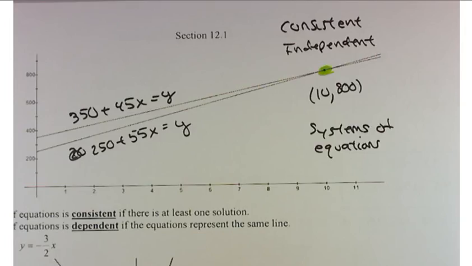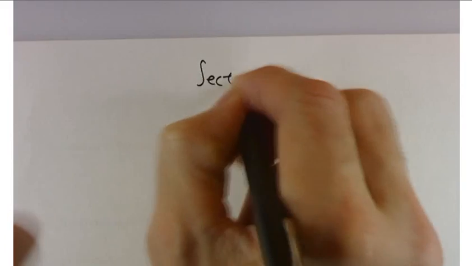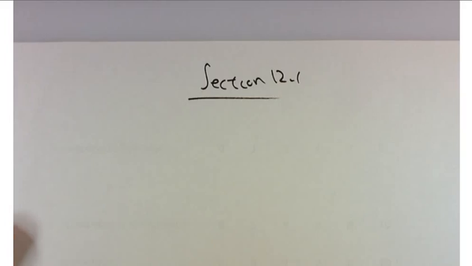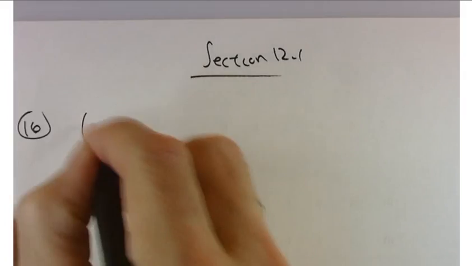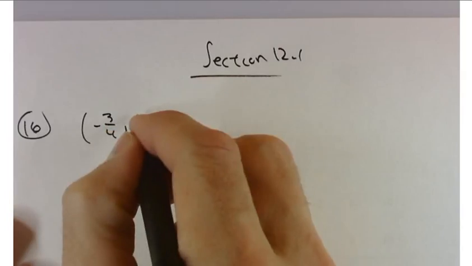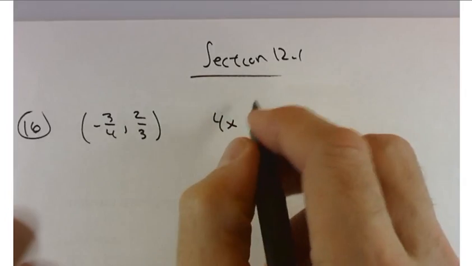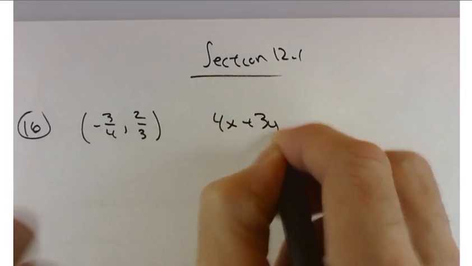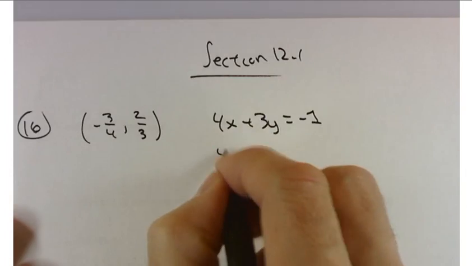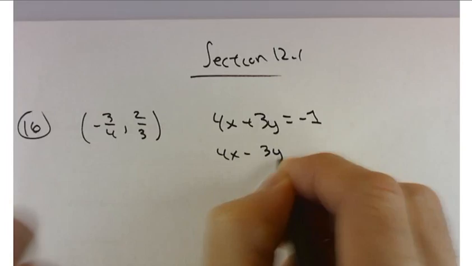Let's take a look at problem number 16 in the book. Try and decide if the point they give there is a solution to the system of equations. So this is section 12.1. Number 16, they give us this point, -3/4 and 2/3. We want to know, does that solve this system? 4x plus 3y equals -1, and 4x minus 3y equals -5.